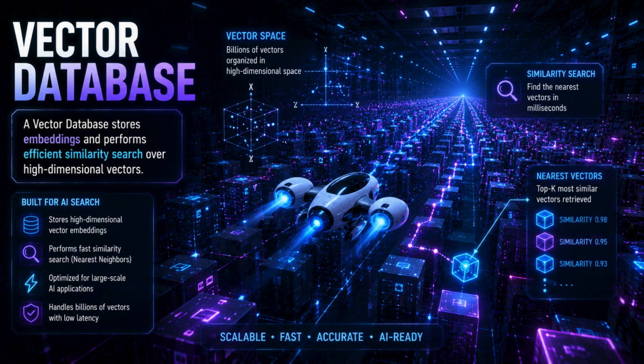What is a vector database? A vector database is not a normal database. Instead of storing only rows and columns, it stores vectors. And more importantly, it is optimized to search similar vectors extremely quickly. Think of it as Google Maps for meaning. It knows where every vector lies. And it can instantly find nearby concepts.